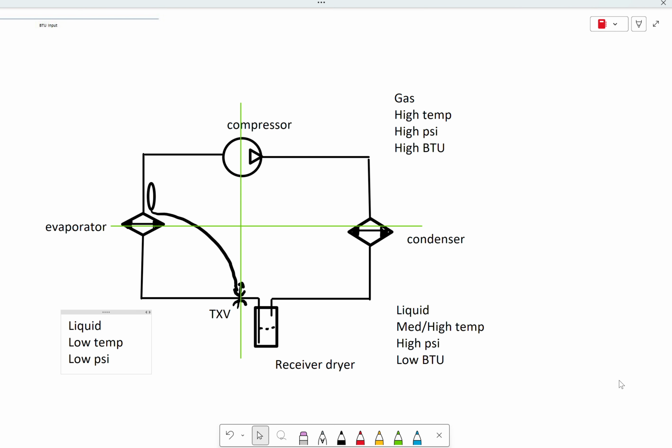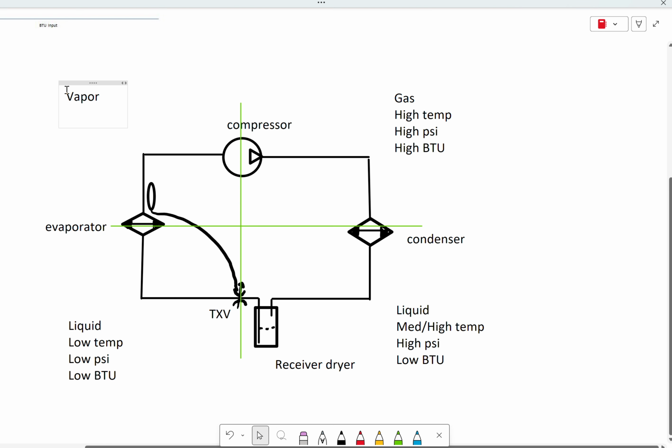Low temperature, low PSI, and still low BTU because we didn't soak up any heat yet with it, right? And then coming up over here, if the expansion valve is doing its job properly, that would mean that coming out of the evaporator, that's right there in the name, we should have evaporated it. Okay, we should have vapor.